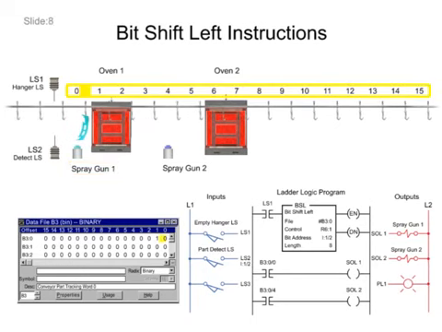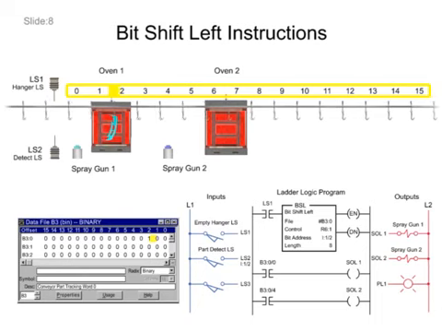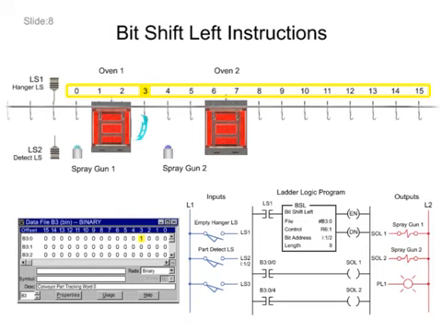As the part continues to move through the process, the status of the bits is continually shifting as the LS1 input transitions from false to true. The part with logic 1 is now located at position 3 in the bit array.